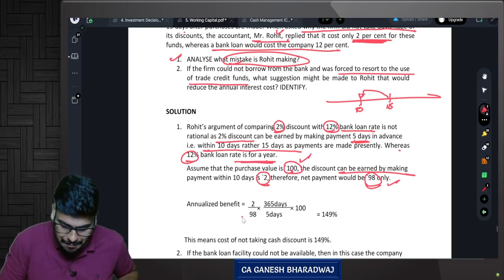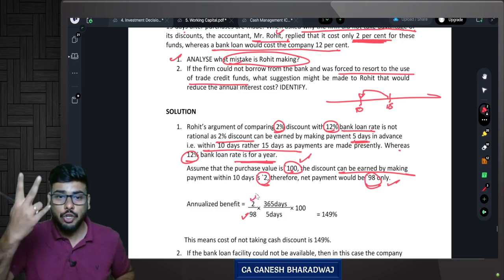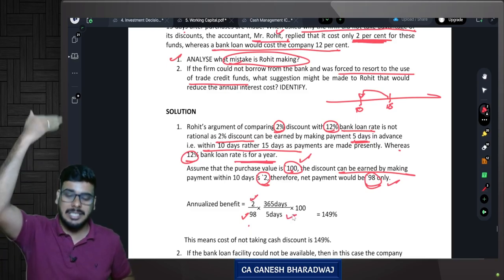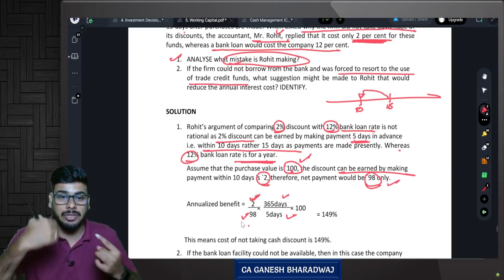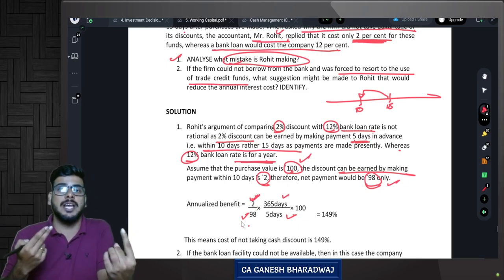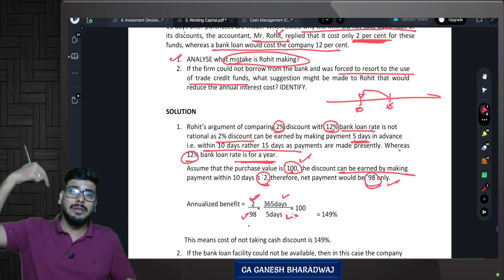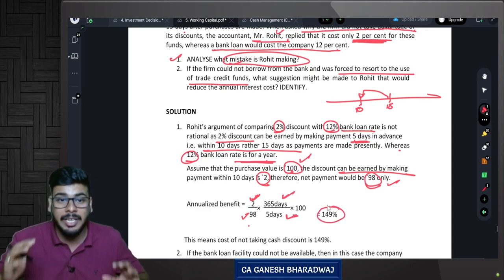Now you tell me how much you have paid. 98 rupees only is the cost for you. Now how much have you saved? 2 rupees you have saved. Correct. Now this 2 rupees is the savings for 5 days. So how much is the savings for 365 days? So this 2 rupees upon 98. So this 2 rupees is the amount saved for every 98 rupees paid. And this is happening for every 5 days. So how much is your overall savings for 1 year? So it is going to be 149%.